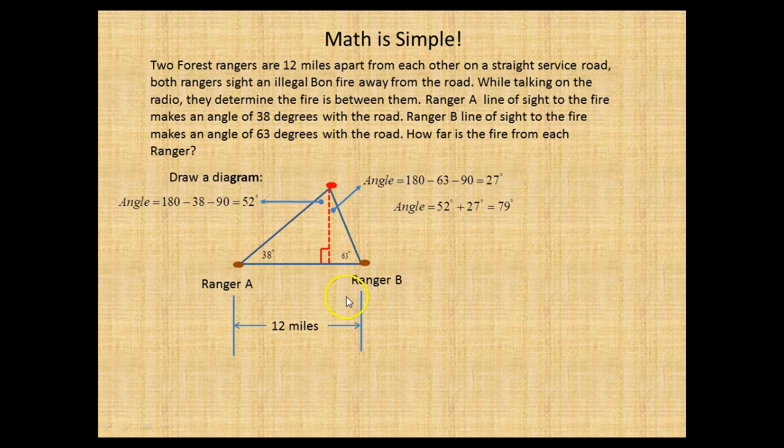Now for the next angle, we know this triangle on this side has 180 degrees. So we subtract 38 and the 90 from 180, we get an angle of 52 degrees. So the top angle is equal to 52 degrees on this side and 27 degrees on that side, which gives us 79 degrees. So the total degrees in this one triangle, A, B, and the fire up here: 38 plus 63 plus 79 is equal to 180. Okay, let's continue.